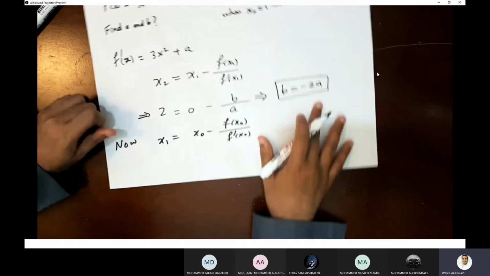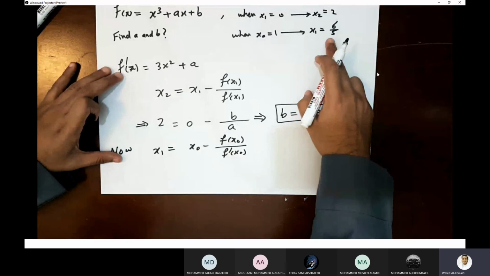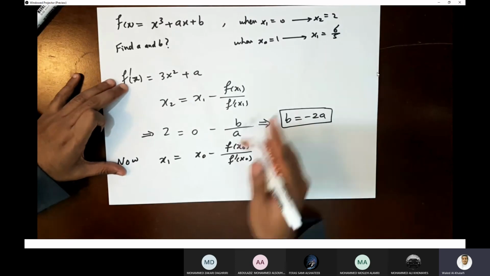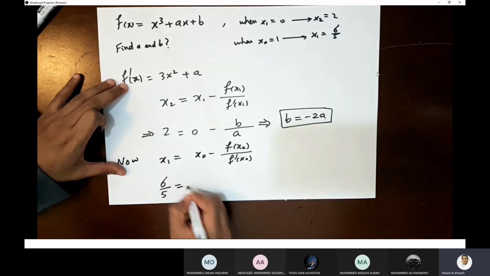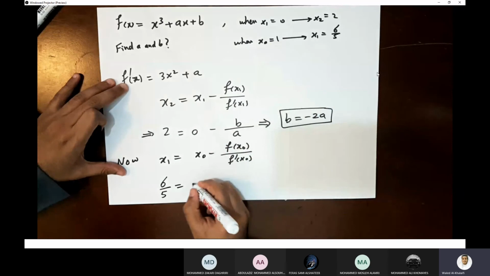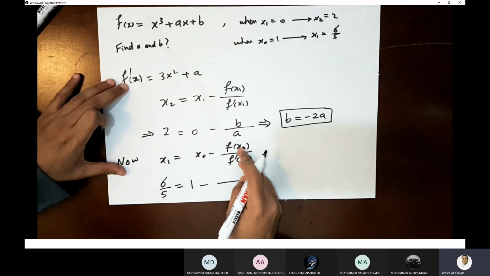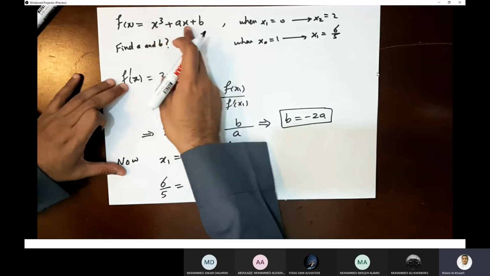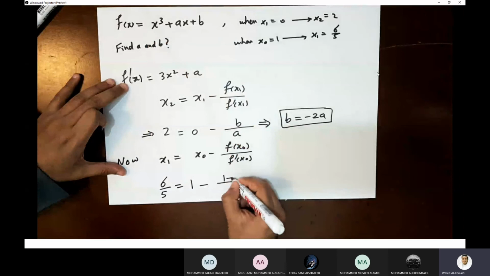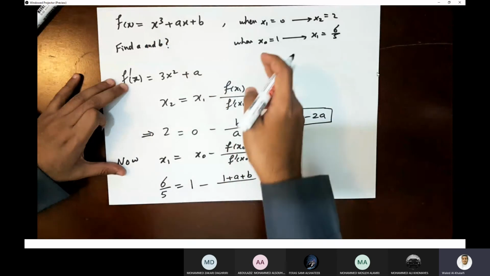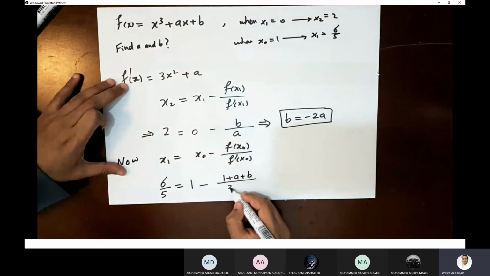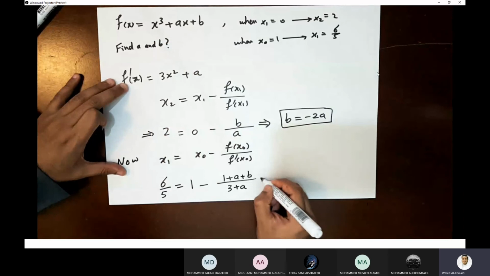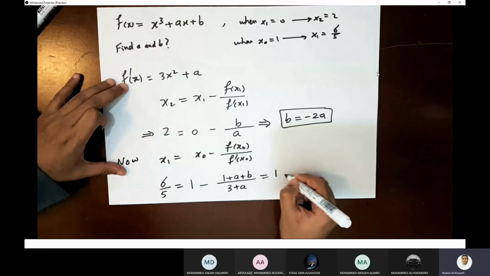x1, he told you it is 6 over 5. Okay? So now this is 6 over 5 equals x0, which is 1, so this is 1 minus. I substitute 1 in the original function. When I substitute 1, I will get 1 plus a plus b. I substitute the 1 in the derivative, so we have 3 plus a. Okay? But this implies that this is equal to 1 minus.